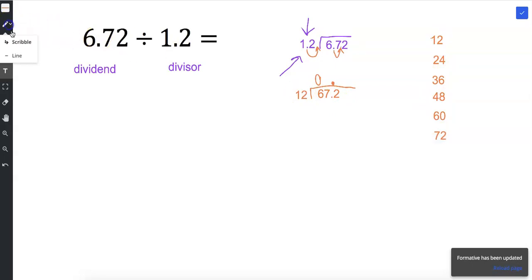So I'll go back to my scribble tool and I'll record that 12 goes into 67 5 times. And 12 times 5 is 60. So I record that below the 67. And then I subtract it from the 67. 67 minus 60 gives me 7. Now I cannot ask the question again until I bring a number down. So I bring down the 2.